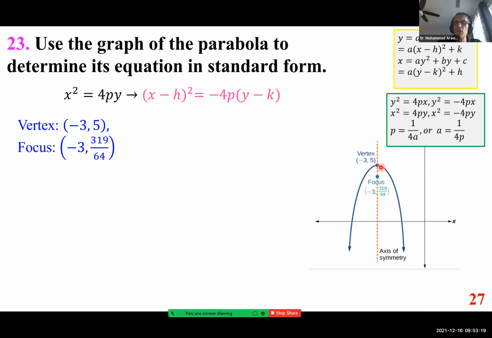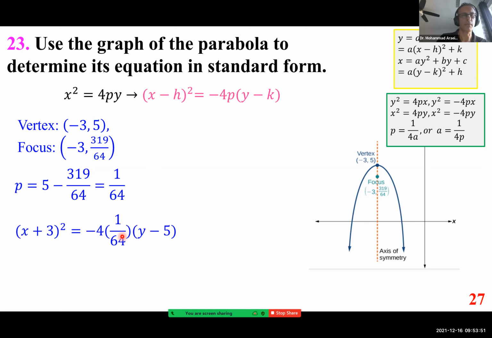And what is P? It is the focal distance. P is this distance, everybody. The distance from the vertex to the focus. So that means you subtract this number from 5, the y coordinate of the vertex. So 5 minus 319/64 gives us 1/64. So that is the p-value. Plug in. And here's the final answer.